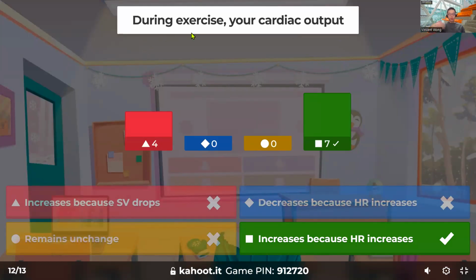Yeah, when you're exercising, your heart rate goes up, and that's why your cardiac output is going to go up as well, right? Your stroke volume is not gonna change. Well, if anything, the stroke volume will increase when you are exercising because your body demands more blood, right? So you know, it's opposite to this.